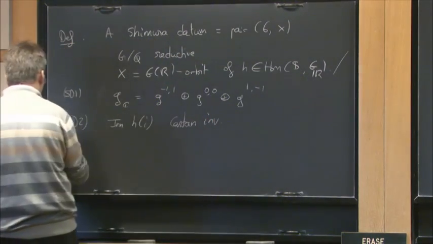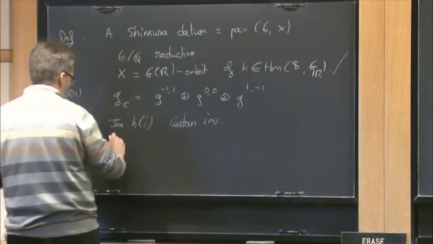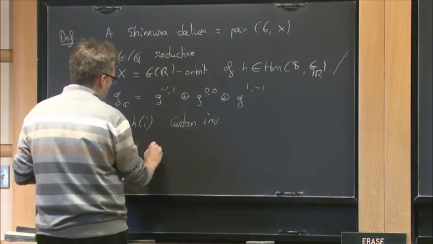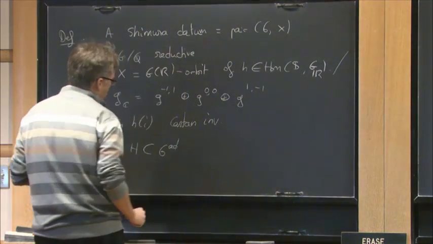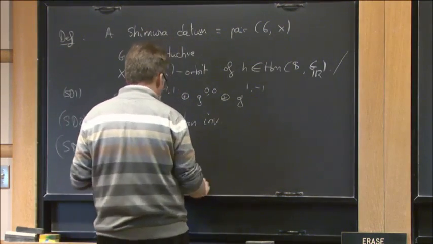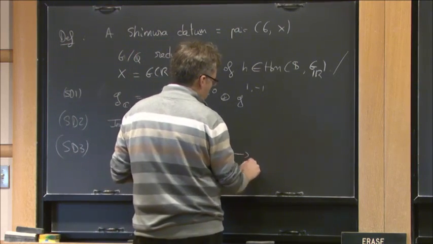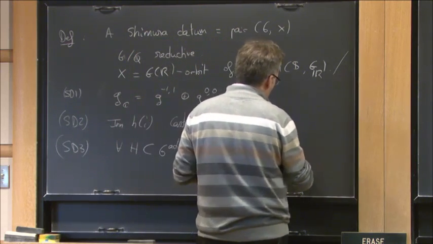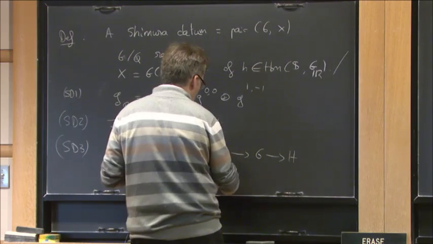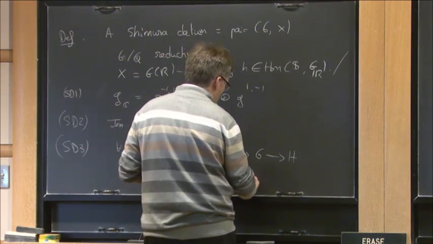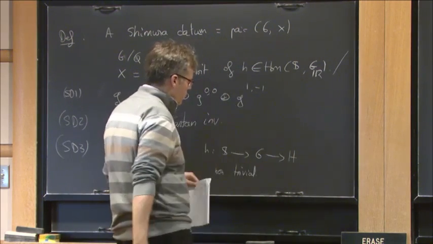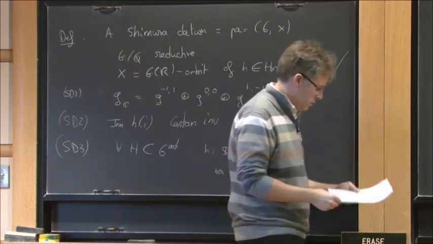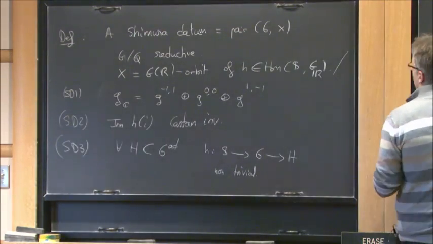And the third axiom was that each time you have a direct factor in G adjoint, then if you look at the projection from G to these direct factors, it's non-trivial. This means that the set of R-points of H is non-compact. Okay, and now a Shimura variety.